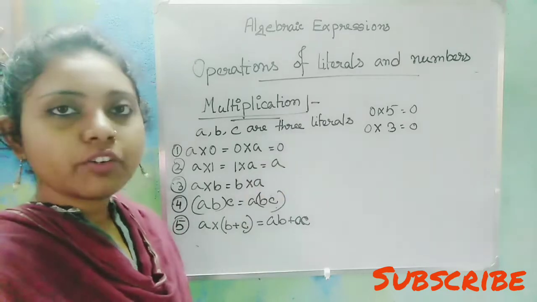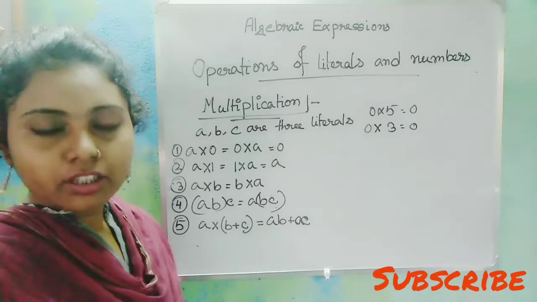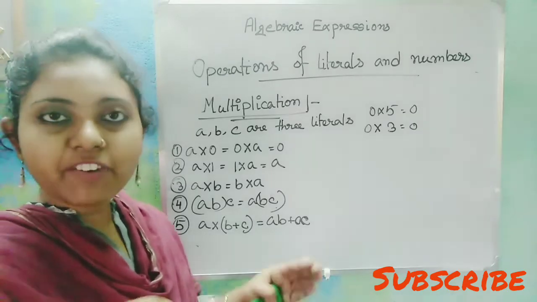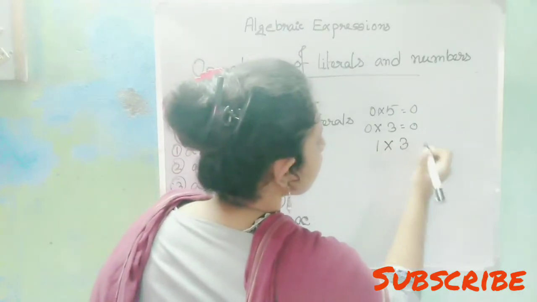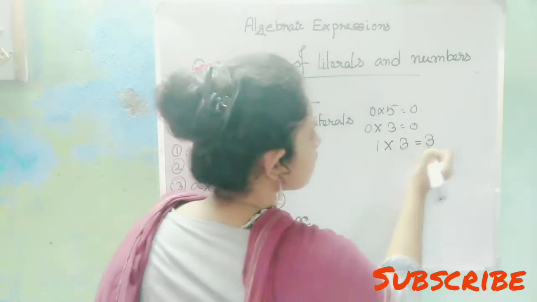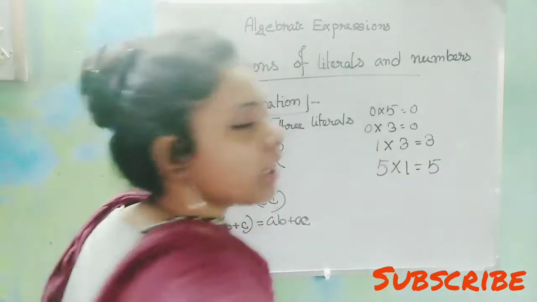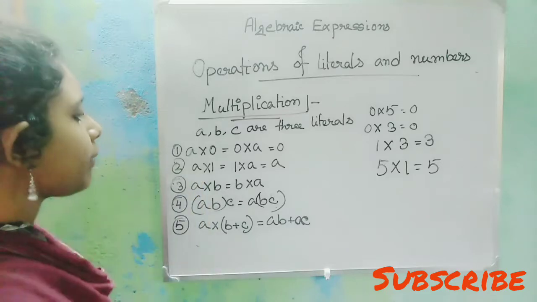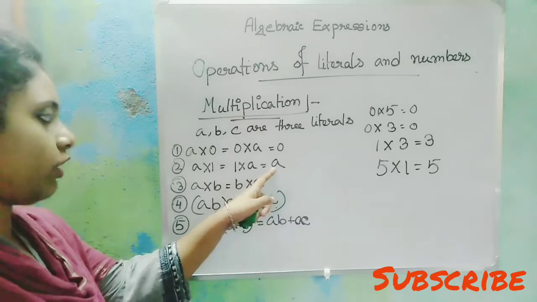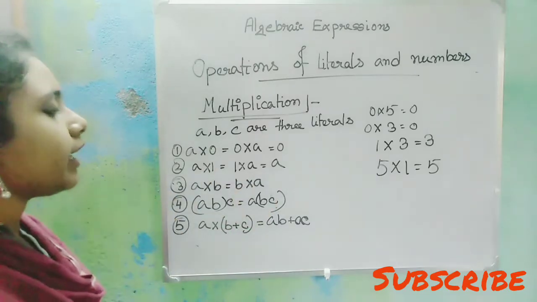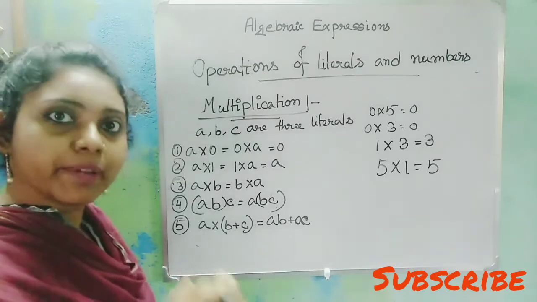In arithmetic we know that if we multiply a number by 1, the multiplied value is the number itself. That is, if we multiply 1 and 3, the value is 3. If we multiply 5 and 1, the value is 5. Similarly, in algebra, if we multiply a literal by 1, the value will be the literal only. Next, a into b equal to b into a.